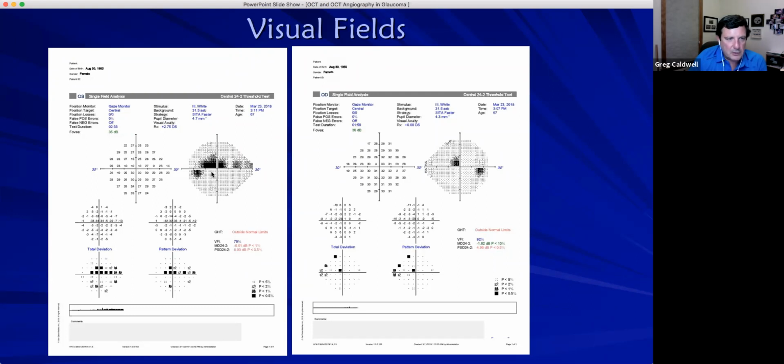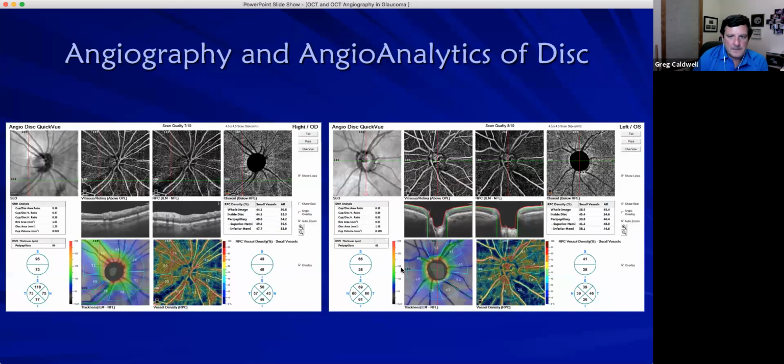So moderate glaucoma in a sense in the left eye, mild glaucoma in the right eye using the visual field. You can see the nasal defects that are occurring. Now, how does that correlate, structure versus function? Now going back to angiography, giving me another way to follow this patient.